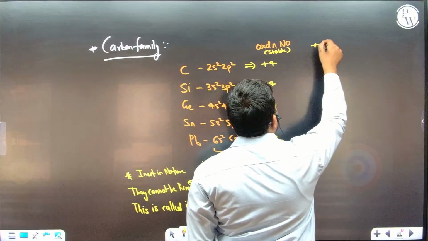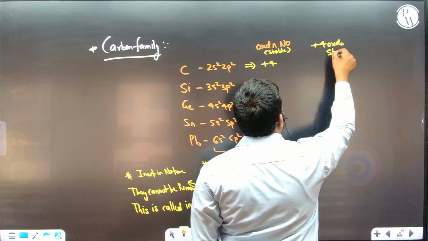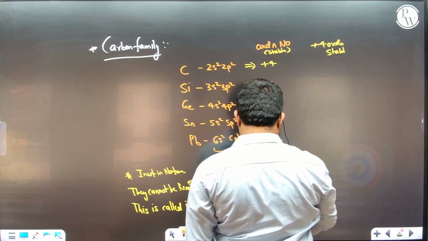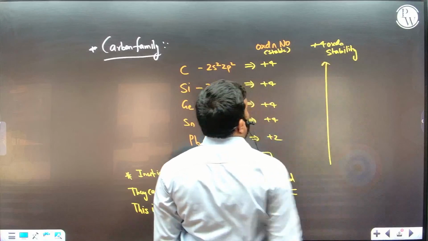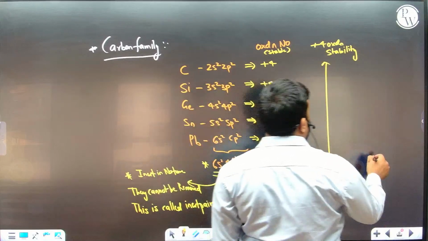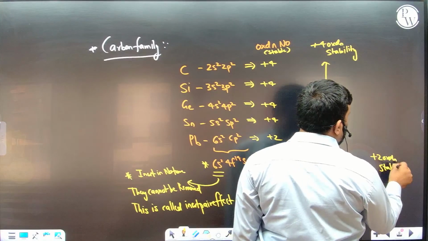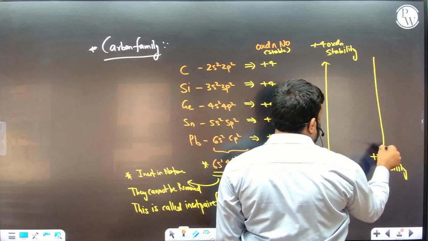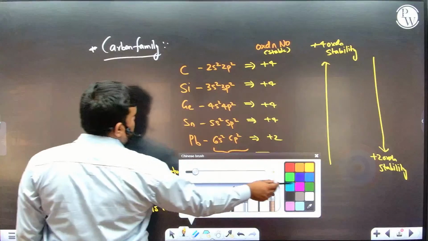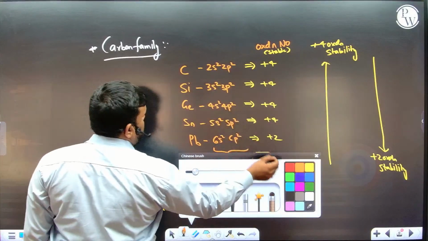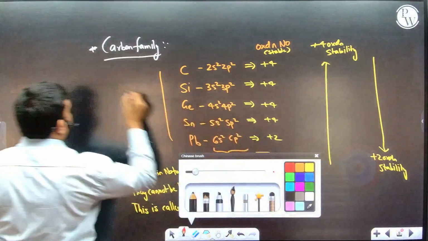Or you can be asked about +4 oxidation number stability. +4 oxidation number stability will be up the group, and +2 oxidation stability will be down the group. Okay, so this is all about the inert pair effect. In this we are also talking about catenation power.